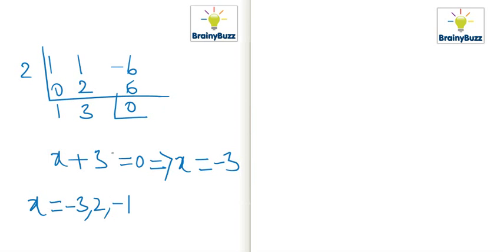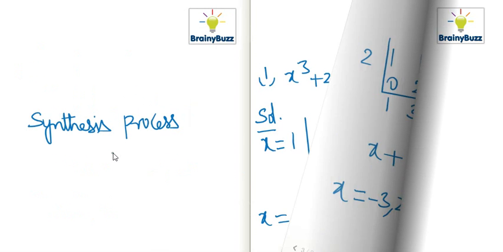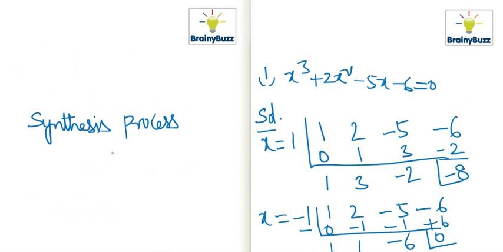Now let us see once again the equation x cube plus 2x square minus 5x minus 6 is equal to 0. By the synthesis process, this is the way you have to put the coefficients of the equation: 1, 2, minus 5, minus 6. You have to try with x is equal to 1 or minus 1 or 2 or minus 2 to find the roots. Now 0, here 1 ones are 1, 3, 3 ones are 3. This is not a root. So x is equal to 1 is not a root.